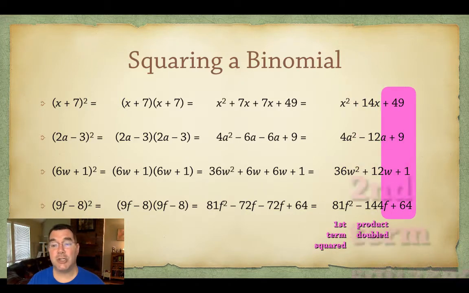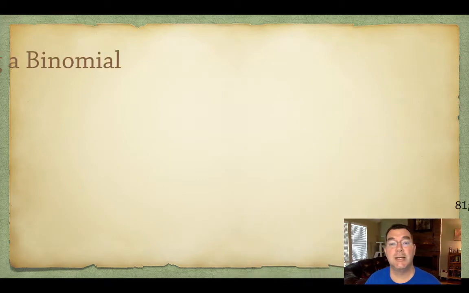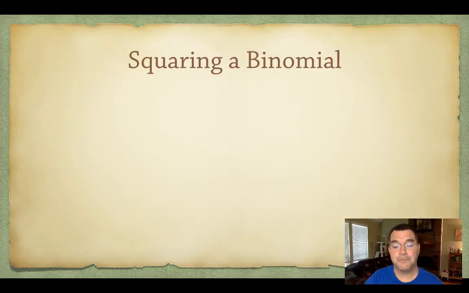And then the last term in each answer would be the second term squared. So the last term in the parentheses, if you square that, you get the last number. So 7 squared is 49, negative 3 squared is positive 9, and so on with the other two examples. So if you notice that pattern and you remember that pattern, then you can use it to do other examples.